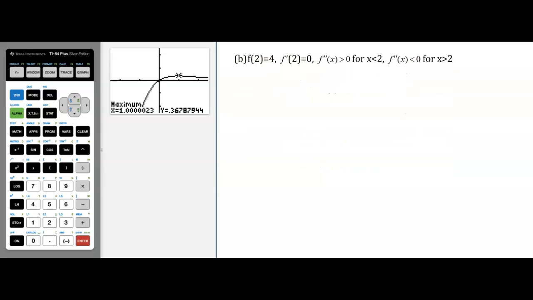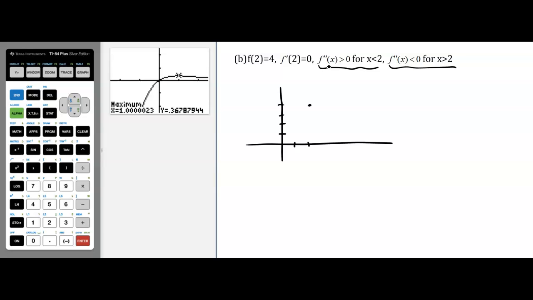Let's go to example B. So very similar. We start off with f of 2 is equal to 4. So let's get that back on there. So f of 2 is equal to 4. So we're going to be going through that point. And again, we have the first derivative is equal to 0 at x equals 2. And so we might be thinking again, something like what we were doing before, but the concavity changes a little bit. And so we've got two pieces here.